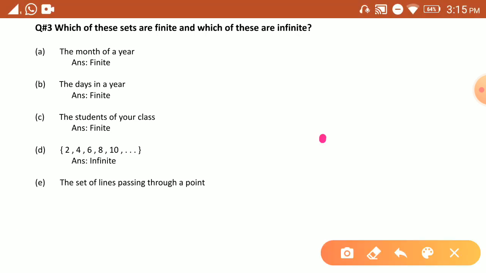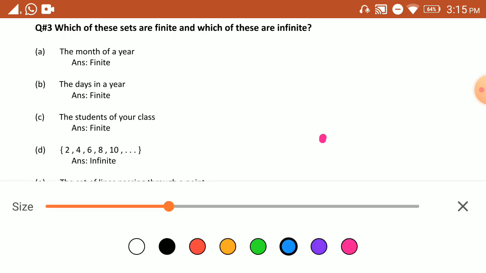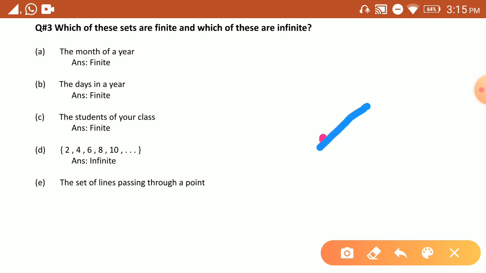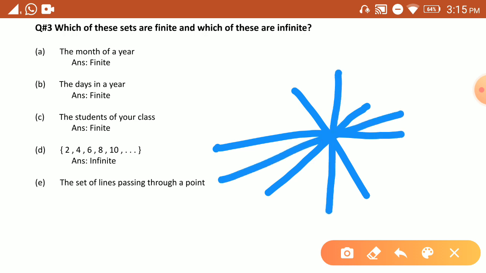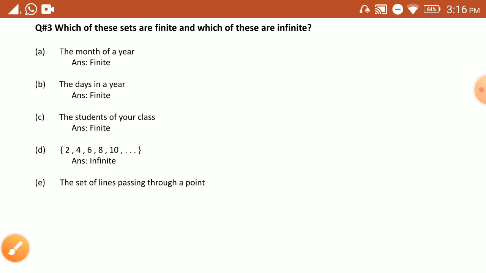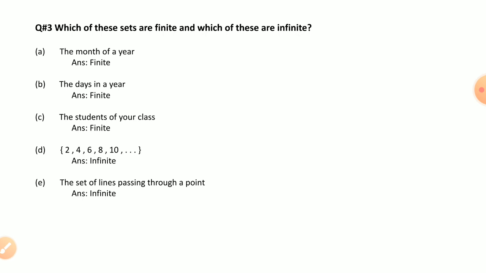We have a point and we are taking the lines which can be passed through this point. We can take this line, we may take this line, we may take this line, we may take this line, we may take this line. We can take infinitely many lines which can be passed through one single point. It means the set of lines passing through a point will be an infinite set.